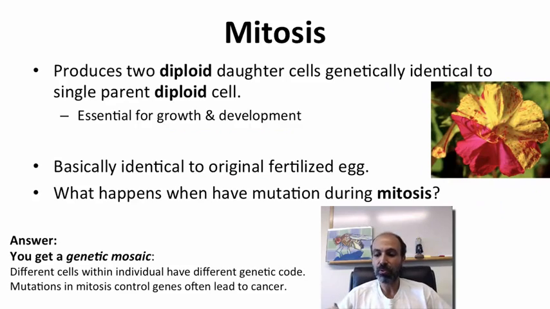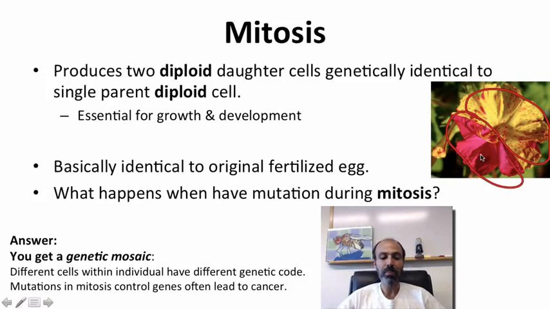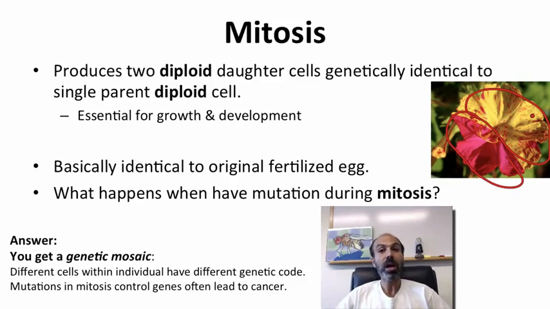This shows you a picture of a flower that is a genetic mosaic, where there was a genetic change that happened in the cells leading to this half of the flower relative to those leading to that half of the flower. So there are different cells here that have a change in the genetic code from the others. Now, mutations in mitosis control genes have been known to be associated with various cancers. So this is often a very bad thing when it happens.